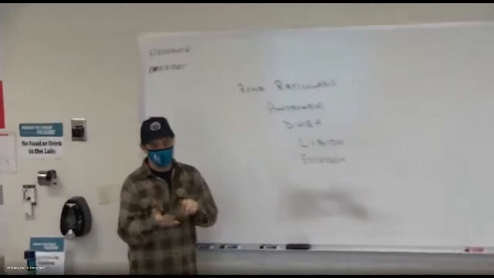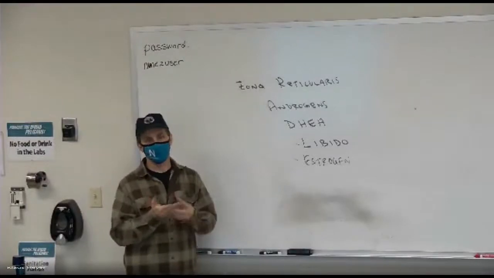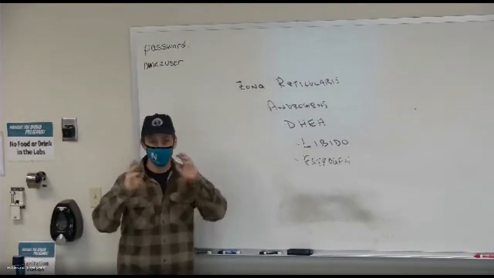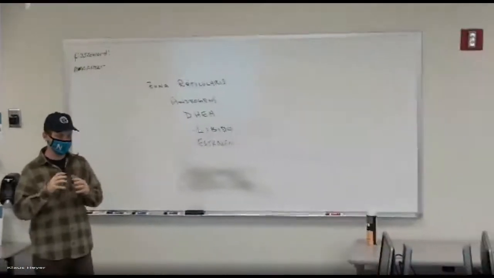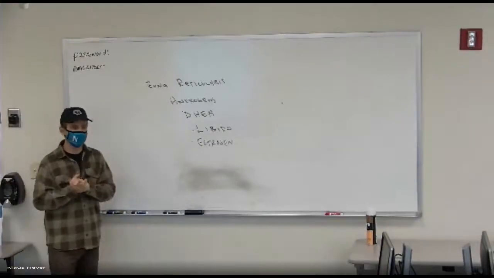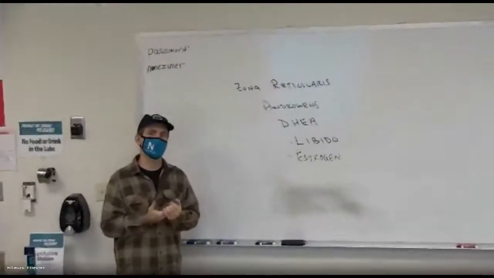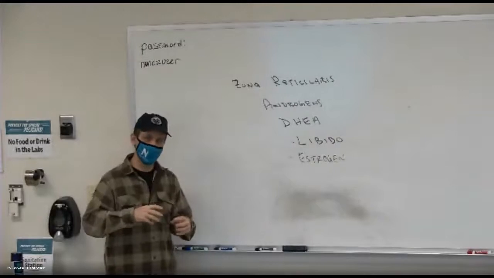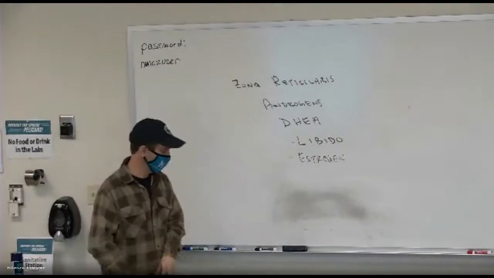Zona glomerulosa, zona fasciculata, zona reticularis. Now we're in the middle, all the way at the core of the adrenal gland. That's the medulla, the deepest part of the adrenal gland.